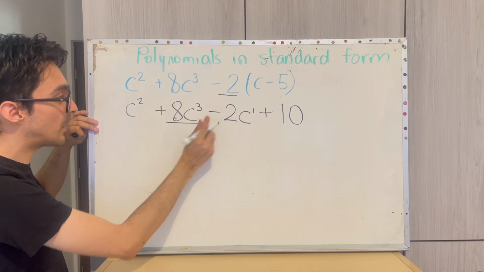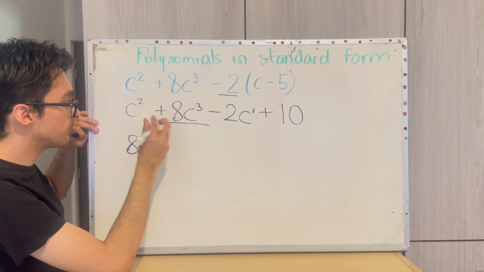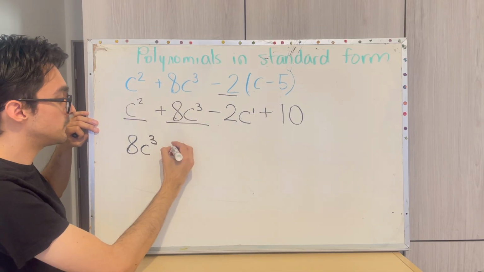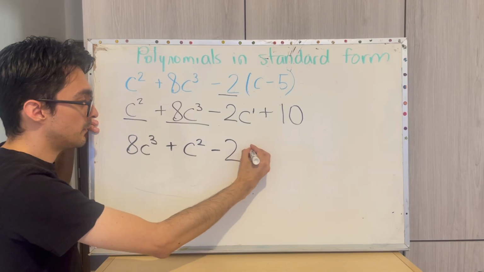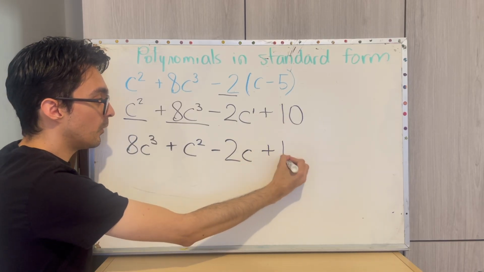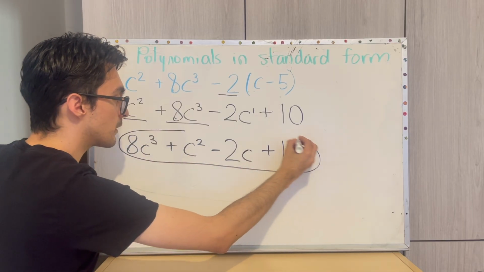So that means that we would begin with this one, then this one, and always the constant at the end, and that would be the standard form for this polynomial.